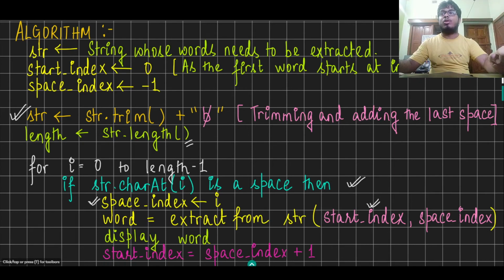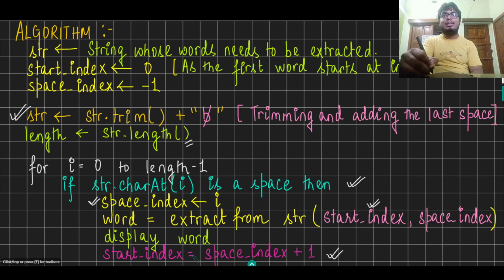Now, after extracting the word, we must reset our start index, because you see the next word would begin from space index plus 1. Isn't it? The right word always begins from space index plus 1. That is what we are doing here.